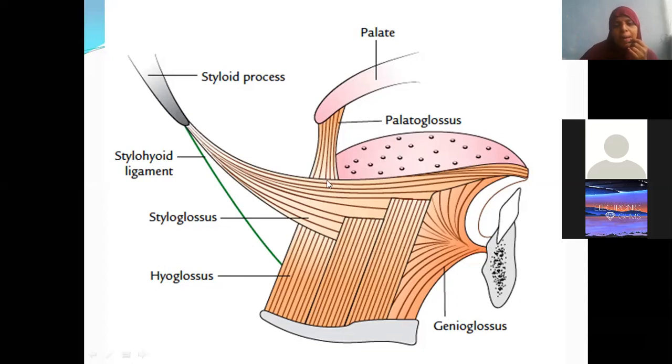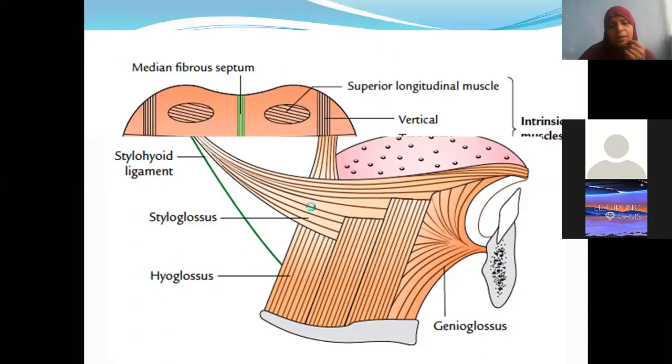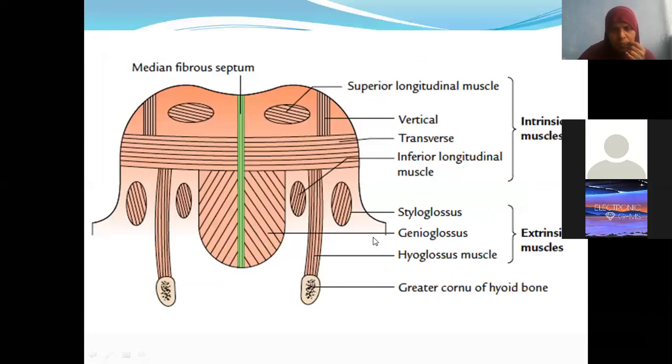From the hard palate, palatoglossus. From the genial tubercles of the mandible, genioglossus. From the hyoid bone, hyoglossus. From the styloid process of the skull bone, styloglossus. Glossus means tongue. Then nearby muscles. Now you see, this picture will help us to understand the intrinsic muscles.